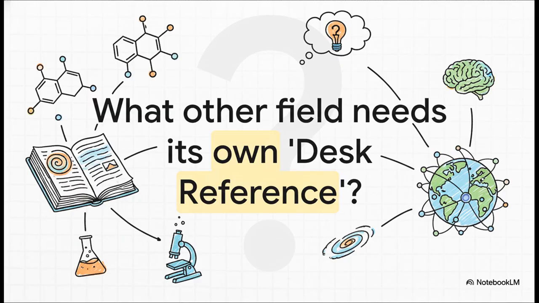So, this whole incredible story leaves us with one last big thought. We've seen how an entire community can build a system to map its universe of knowledge. If we can do this for chemistry, what other complex, sprawling field of human endeavor do you think is desperately crying out for its very own desk reference?